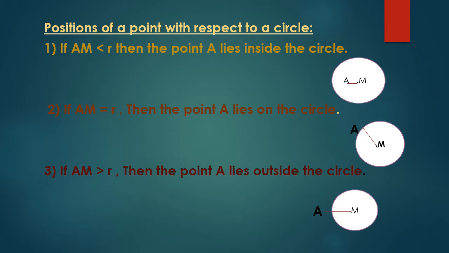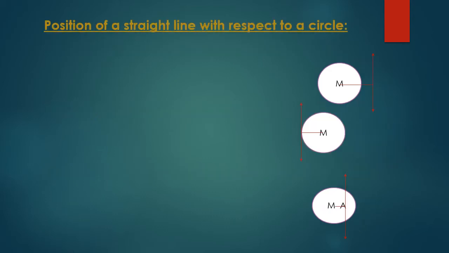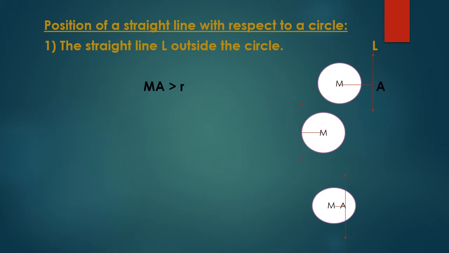Then we have 3 positions of a point with respect to a circle: inside, on, and outside. Positions of the straight line with respect to a circle. The first case, the straight line L is outside the circle because AM is greater than the radius.